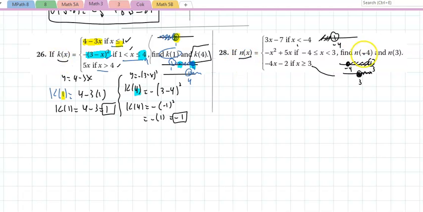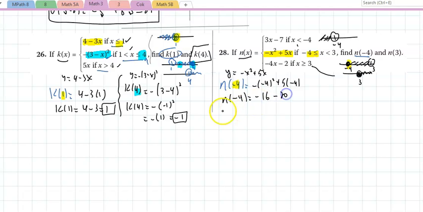So if I look at n of negative 4, well, I need to know where negative 4 is. Negative 4 is included right there, so this is the x. We're saying find what y equals, this specific y. Throw a 4 in there. And we get a negative 36.